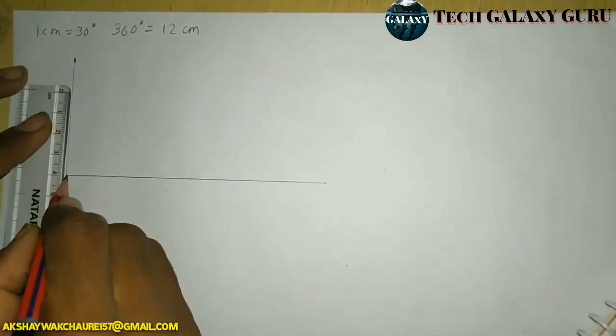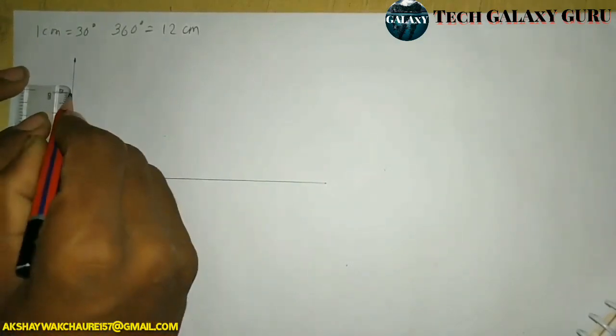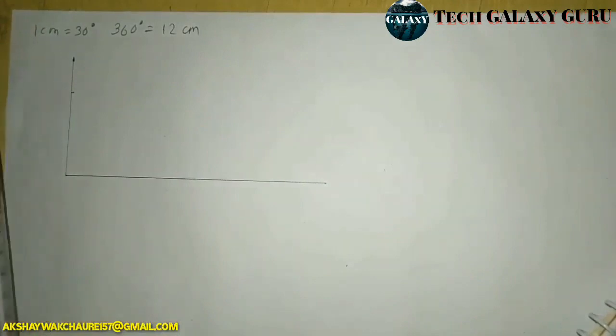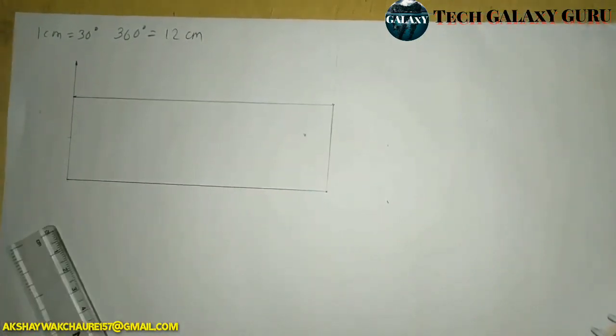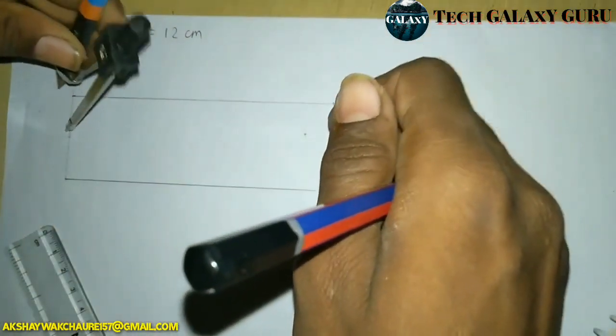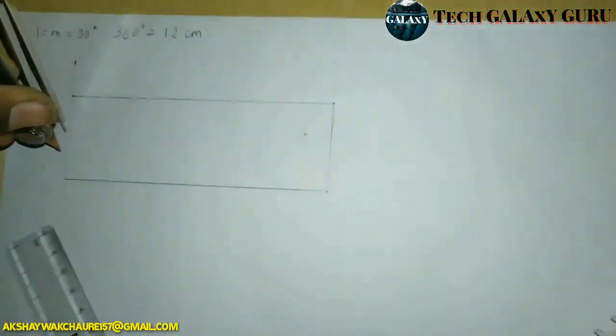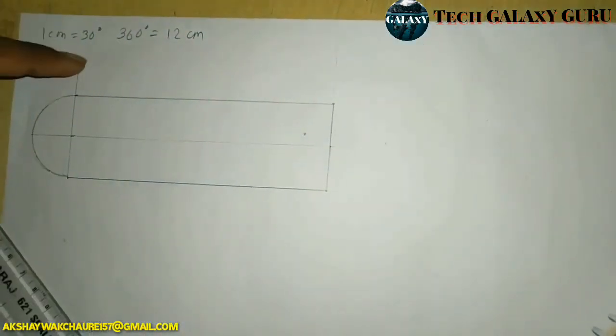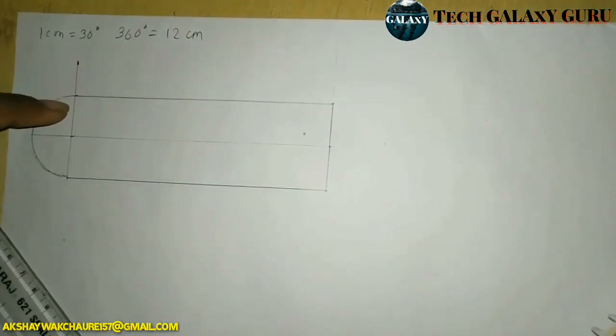Lift of follower is 40 mm, so draw 40 mm from here. We know that the motion is SHM during the lift, so we have to draw a half circle from here. Draw a half circle, then divide this half circle into 6 equal parts.